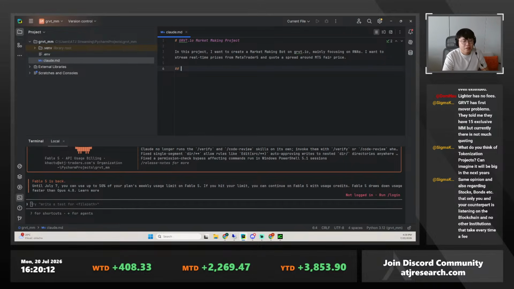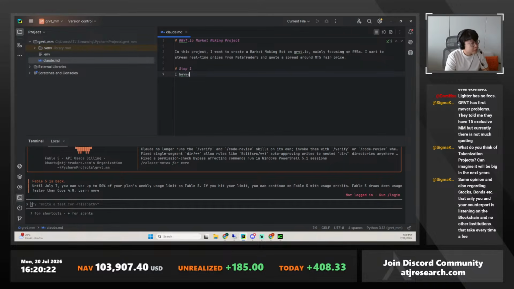So the next thing that I'm going to hit, step one, I have added the API credentials in .env. I have API credentials in .env for grvt.io, and I want to create a simple WebSocket class that can stream data from the exchange.